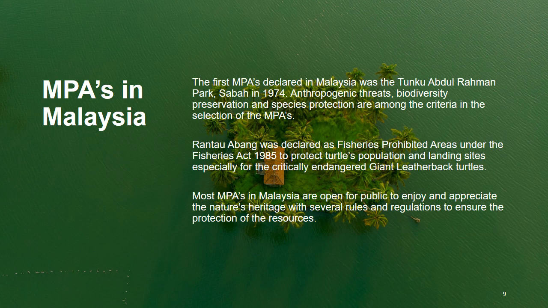MPAs in Malaysia. The first MPAs declared in Malaysia was the Tunku Abdul Rahman Park in Sabah in 1974. Anthropogenic threats, biodiversity preservation and species protection are among the criteria in the selection of MPAs. For instance, Rantau Abang was declared as fisheries prohibited areas under the Fisheries Act 1985 to protect turtles population and landing sites, especially for the critically endangered giant leatherback turtles. Most MPAs in Malaysia are open for public to enjoy and appreciate the nature's heritage, with several rules and regulations to ensure the protection of the resources.